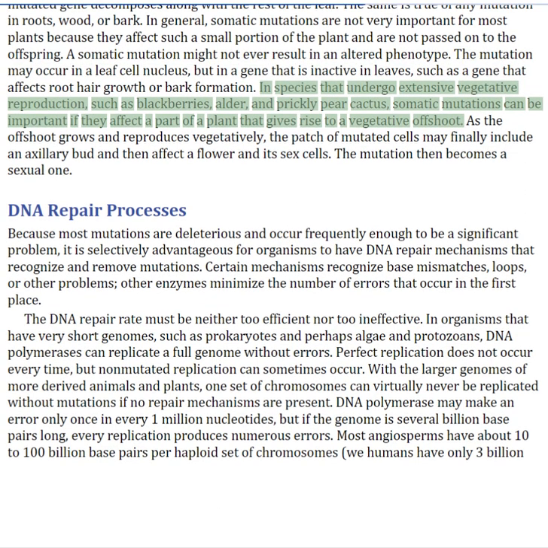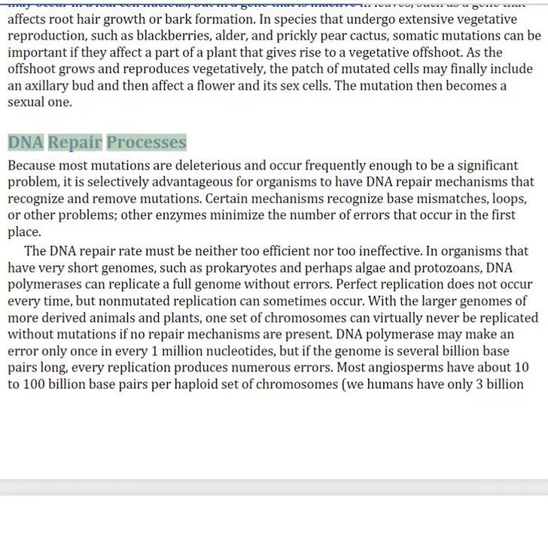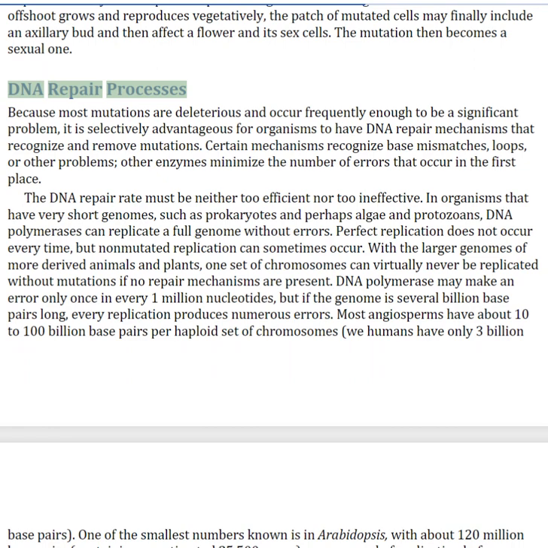In species that undergo extensive vegetative reproduction, such as blackberries, alder, and prickly pear cactus, somatic mutations can be important if they affect a part of a plant that gives rise to a vegetative offshoot. As the offshoot grows and reproduces vegetatively, the patch of mutated cells may finally include an axillary bud and then affect a flower and its sex cells. The mutation then becomes a sexual one. DNA repair processes.